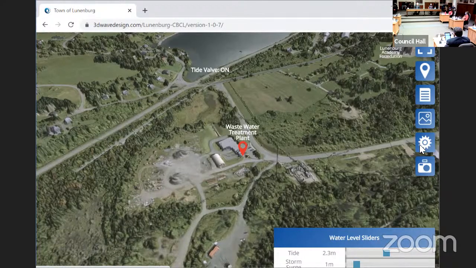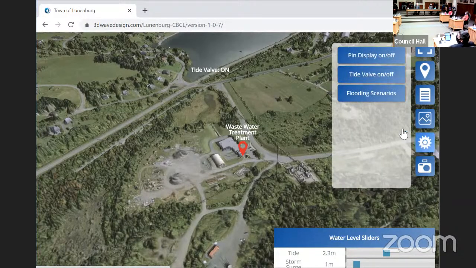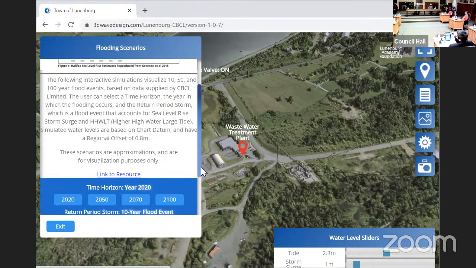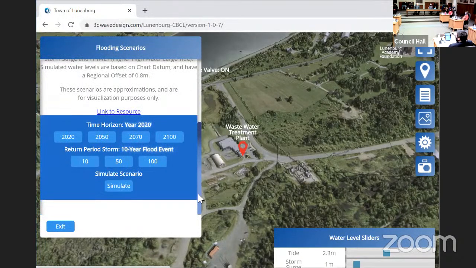Could you go under the gear cogs again? And go under flooding scenarios. Thank you very much. Now, I can't see, but somewhere here, I think you have to scroll down to the pop-up. Yes, a little bit more, please. Thank you. So we've taken the data from CBCL's report, and we've incorporated sea level rise based on their calculations. The report is embedded at a link in this pop-up, and we also have return periods for different storms. So to be very alarmist, I would like to pick a sea level rise of 2100, please. Okay, and then pick a return storm event for 10 years.